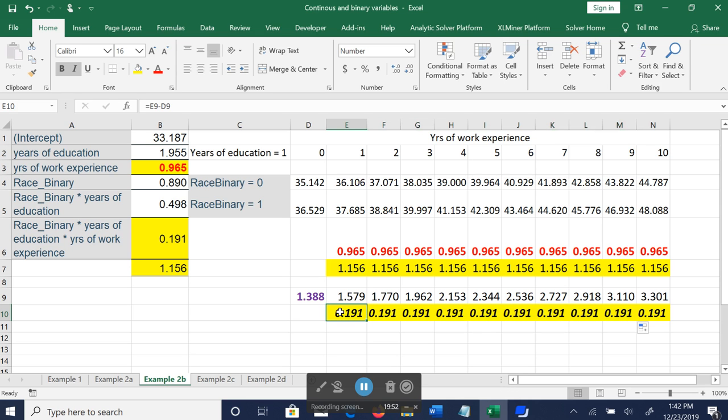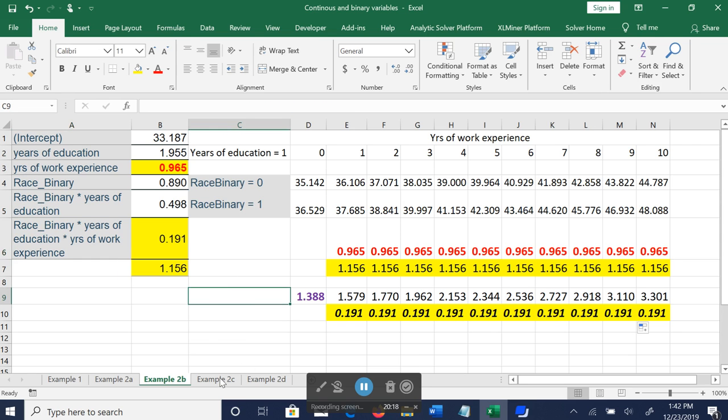This is also the change of the change. How the change in racial gap in income changed over time. I hope I'm making sense here. So this corresponds to this coefficient, the three-way interaction. I hope I'm making sense.